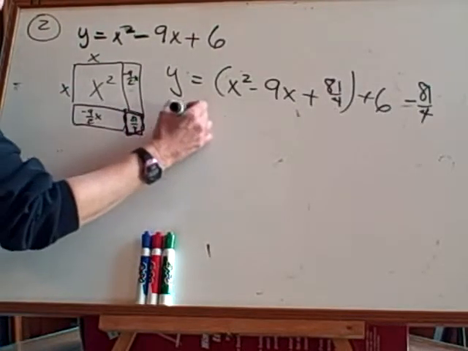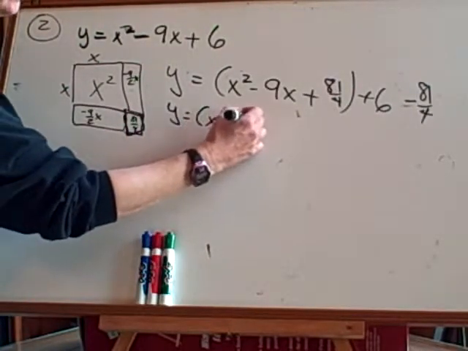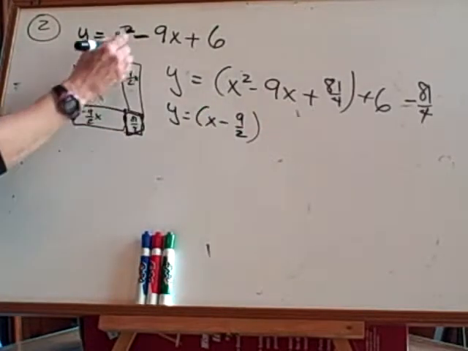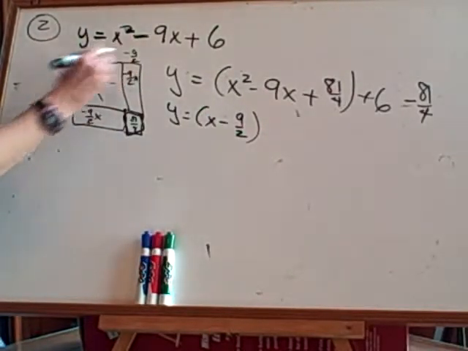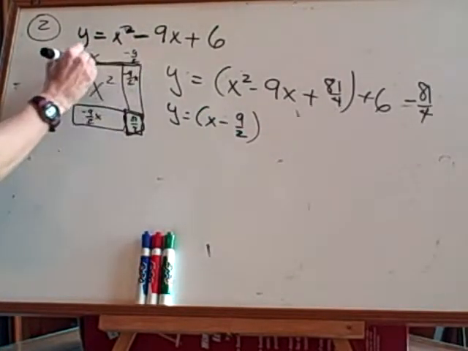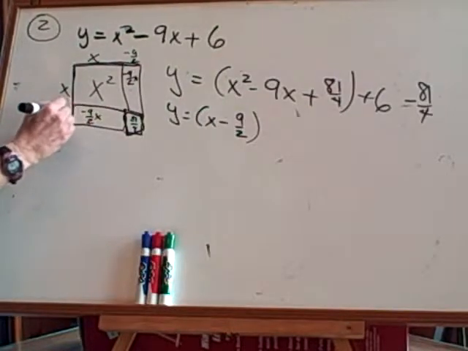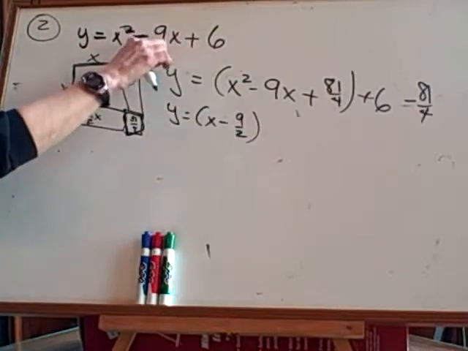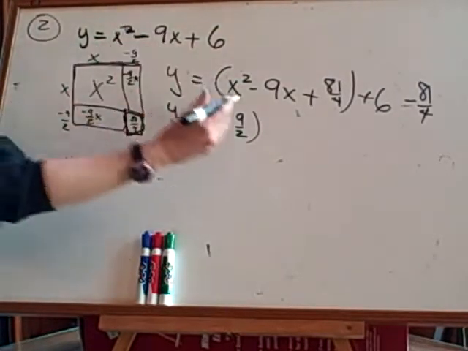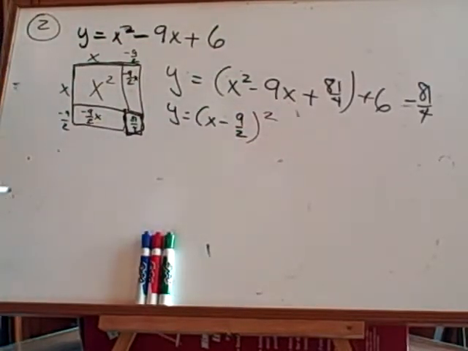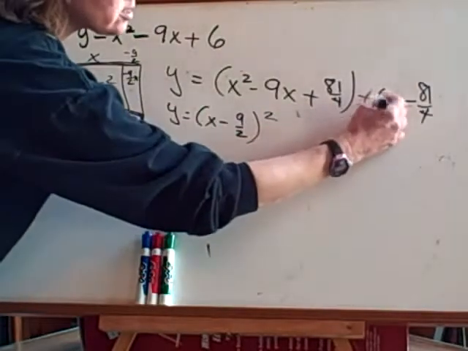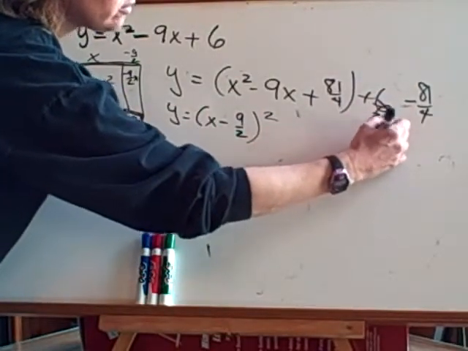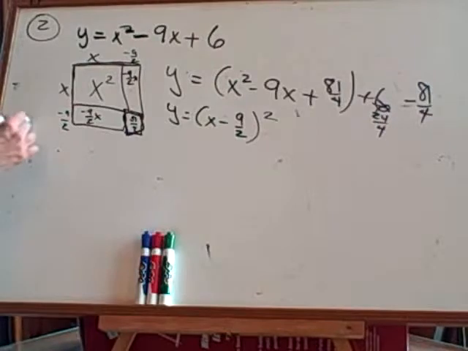Okay. I'm going to rewrite this as a perfect square, x minus 9/2. Remember, that comes from the side of this square here. Each side of this overall square is going to be x minus 9/2. So whenever you're completing the square, it's always half of what your middle term is. Completed the square. I'm going to change that 6 into 24 over 4, and then do some subtracting here.